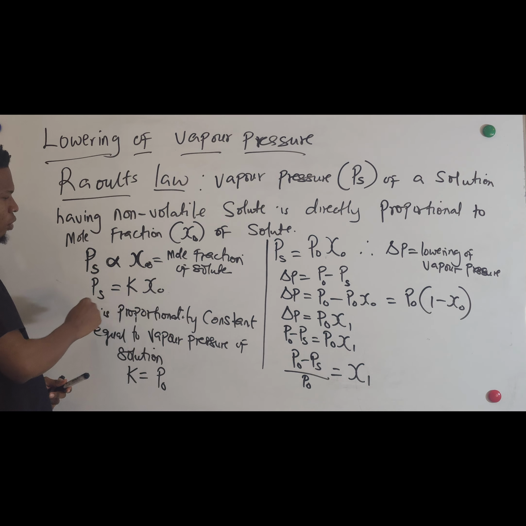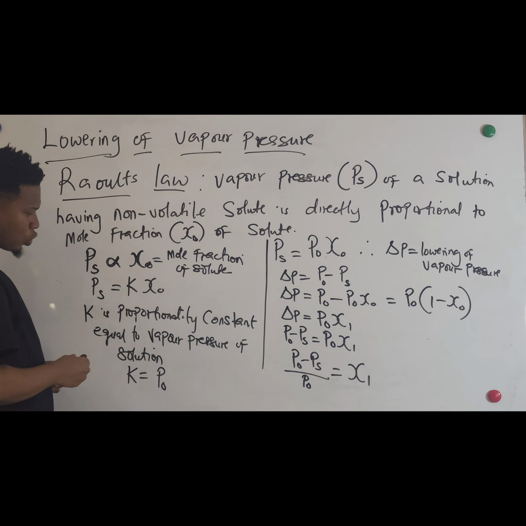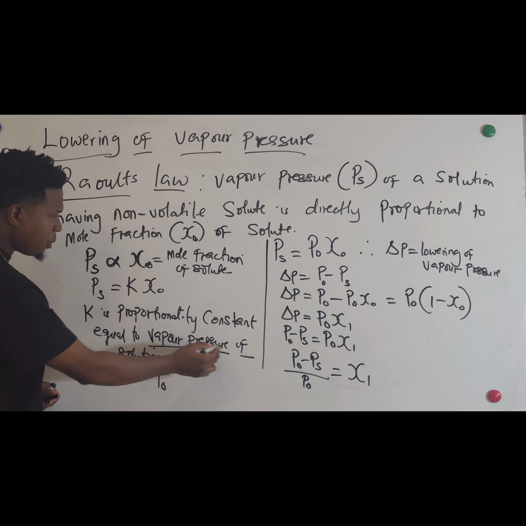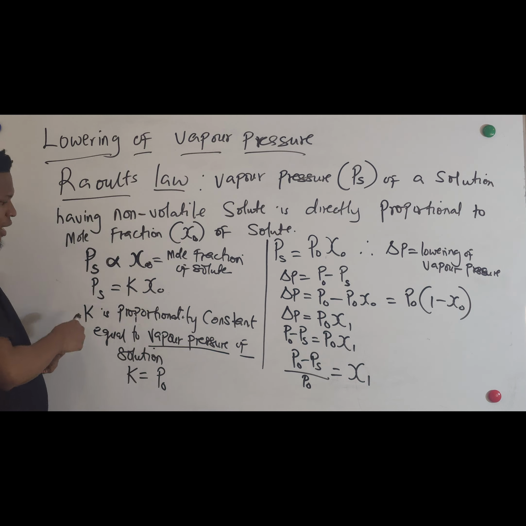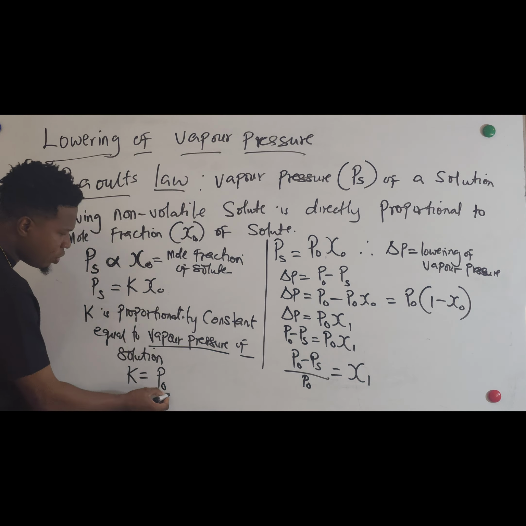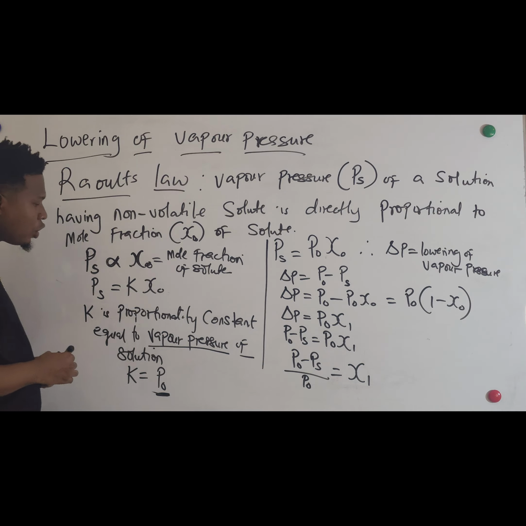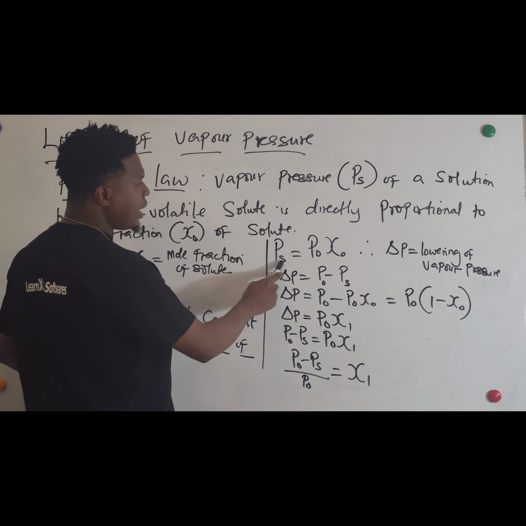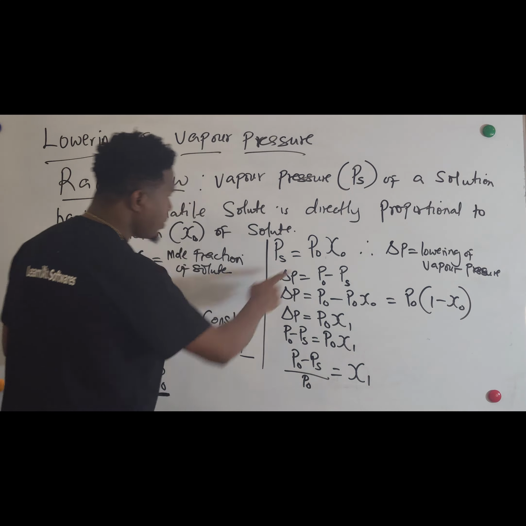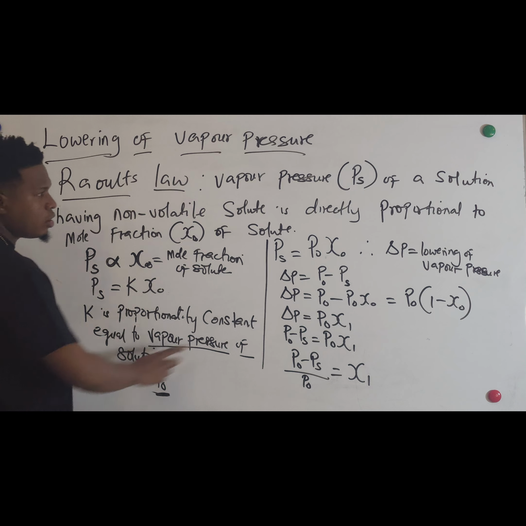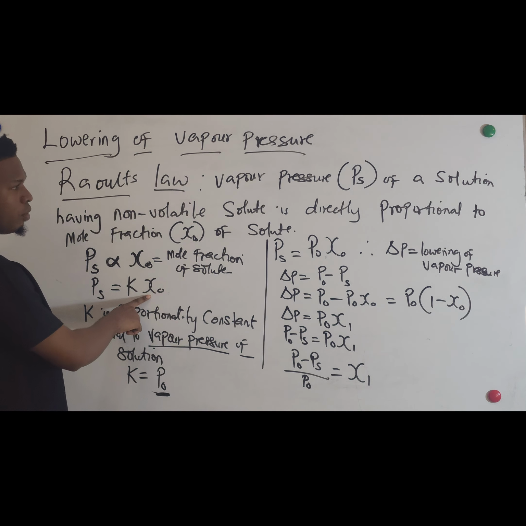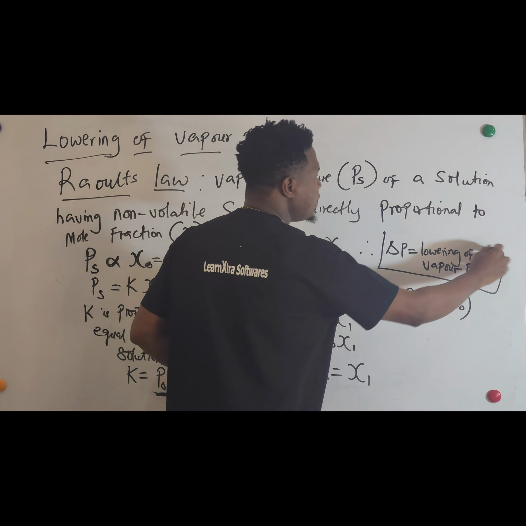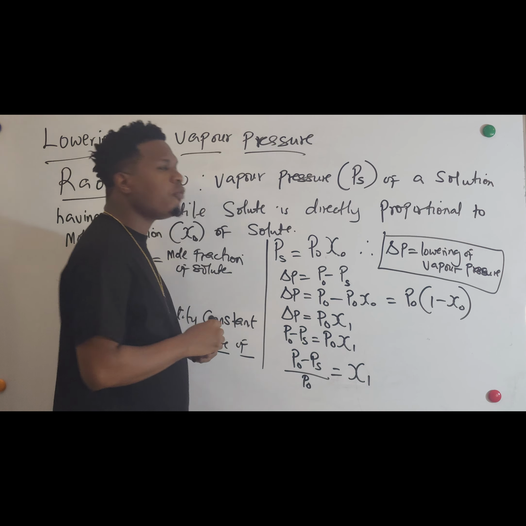So this K is called the proportionality constant, which is equal to the vapor pressure of the solvent. So this K you are seeing here is equal to P naught, which is the vapor pressure of the solvent. So from here, we can have that PS equals P naught X naught, where P naught represents the K. So X naught is still the mole fraction of the solute.